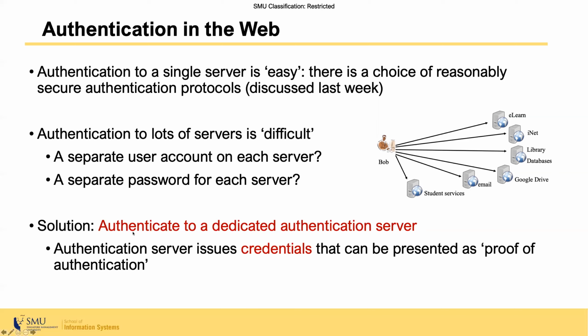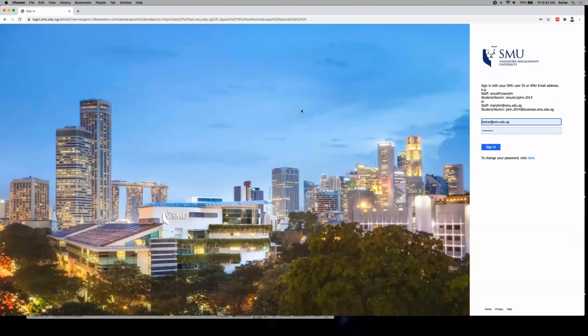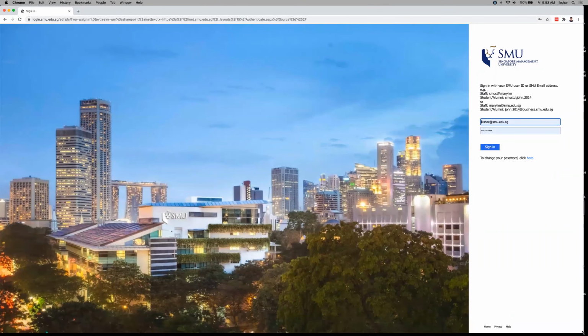So the solution that we're going to discuss is to authenticate to a dedicated authentication server. Why don't we just have a dedicated authentication server that can take care of sending out the information about our little guy, Bob, that he can be trusted? So let me give you a more concrete example. This is an example of how a so-called single sign-on solution works.